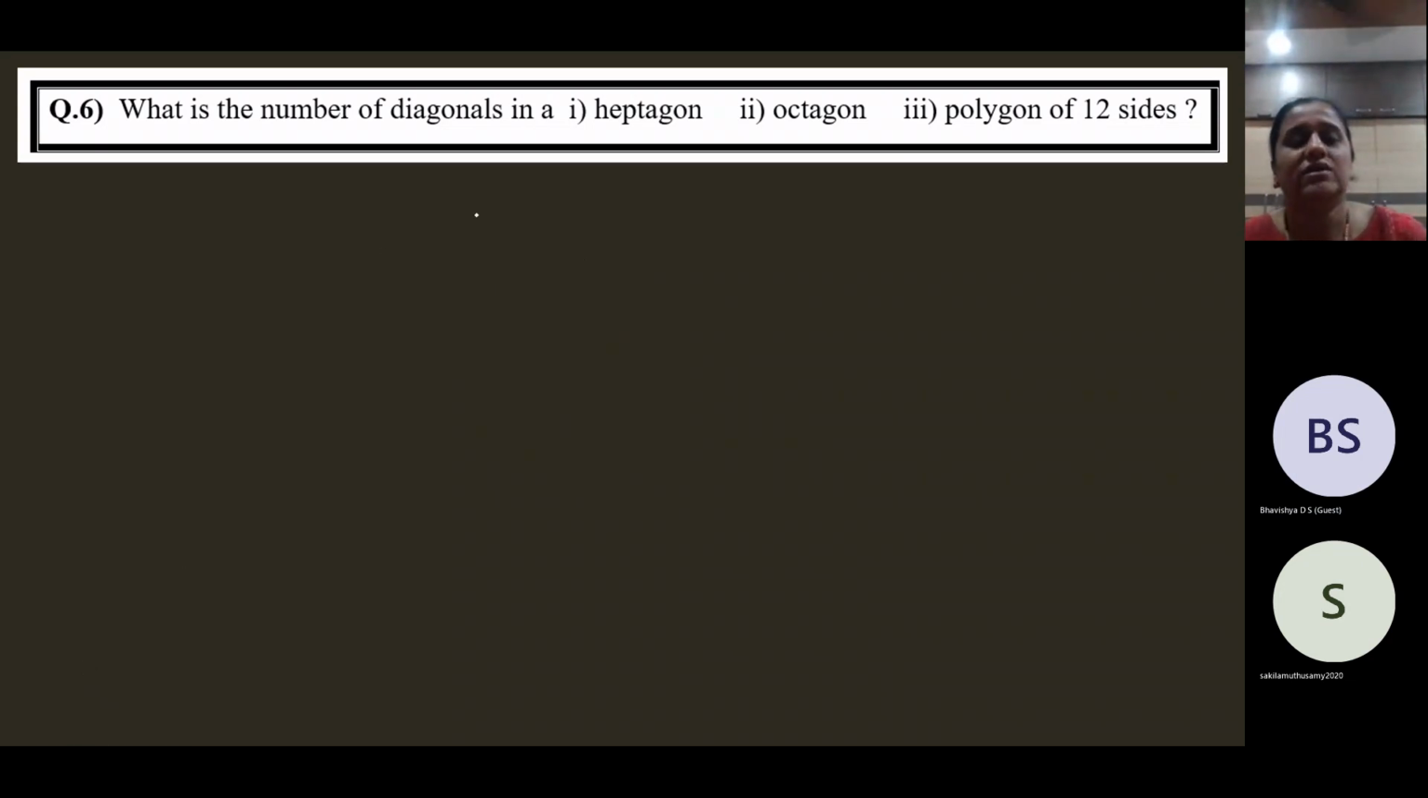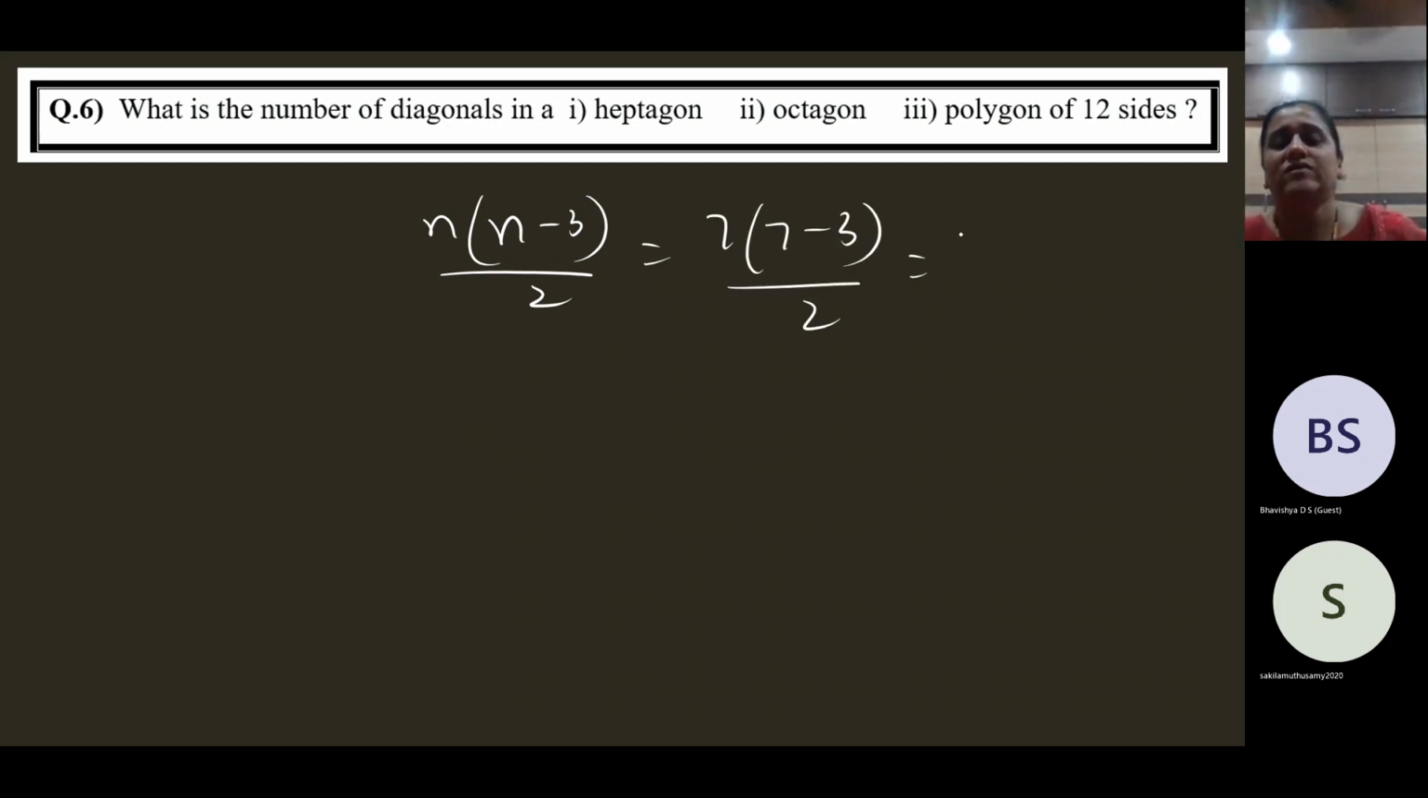So how many diagonals in a heptagon? n into n minus 3 by 2. So for a heptagon, 7 into 7 minus 3 by 2. So 7 into 4 by 2. So 14 diagonals it has.